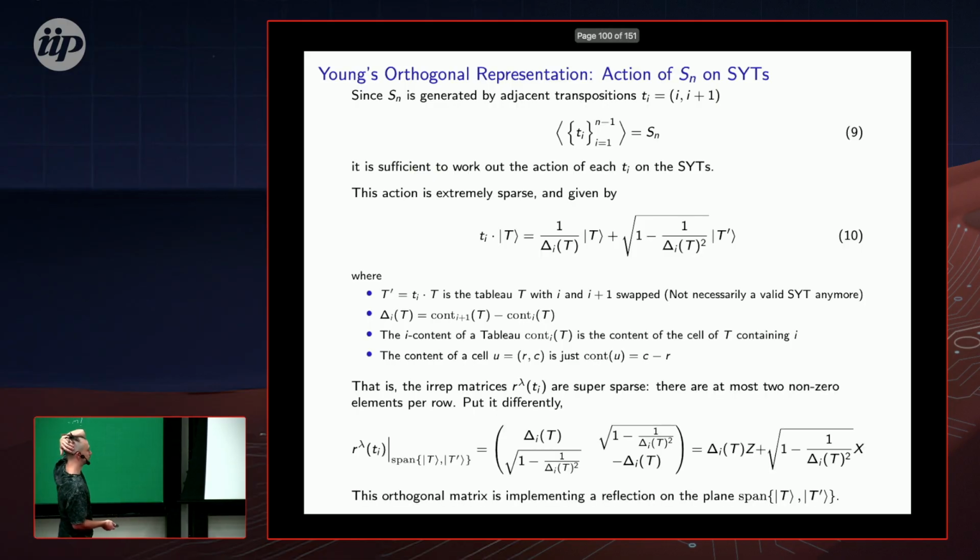Yeah, and so essentially in the span of these two paths, the representation looks like a reflection on a plane. Essentially like X and Z operators with these kind of coefficients that are a rotation angle that depends on the tableau and on I. So we've broken down these representations into these little 2x2 blocks, orthogonal matrices.